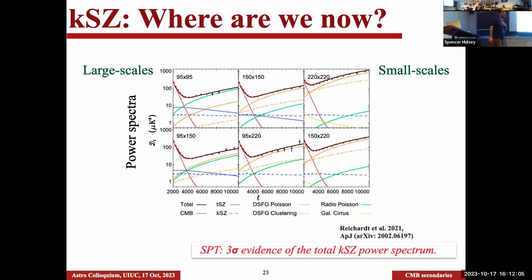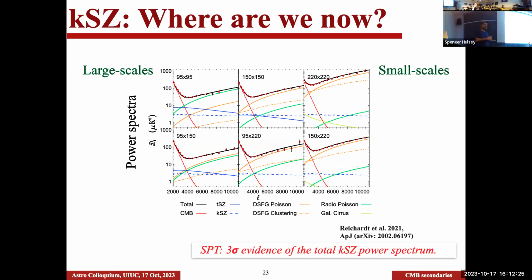Can you explain a bit what radio Poisson is? Is that just radio galaxies? Yeah, radio Poisson is just radio galaxies. DSFG is dusty star forming galaxies. And then we also have TSE, and then KSE.